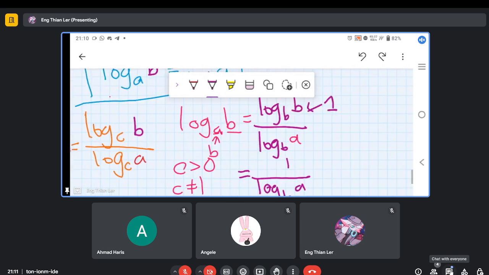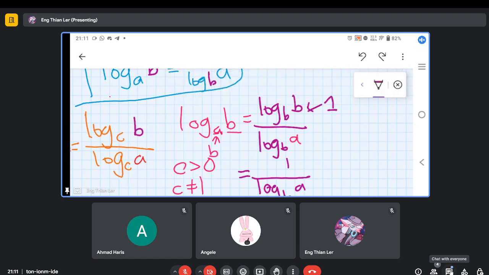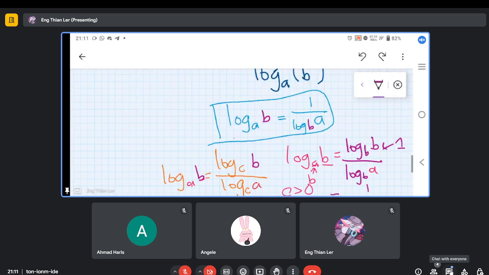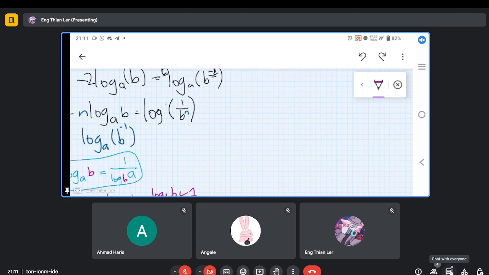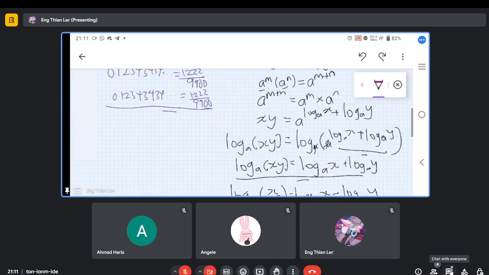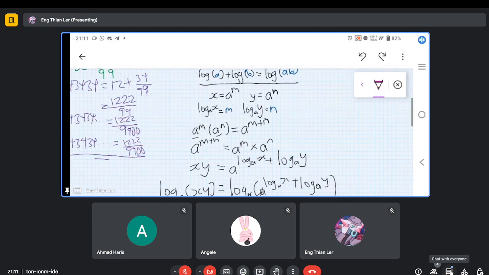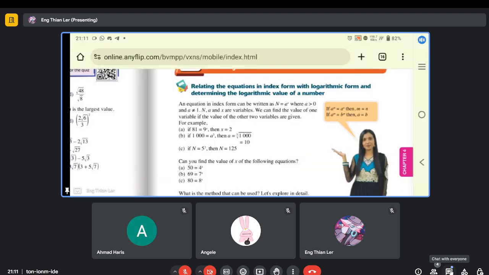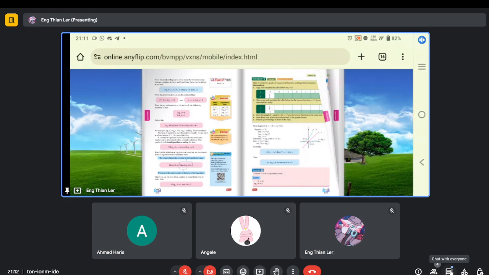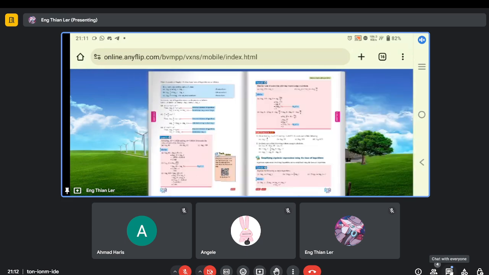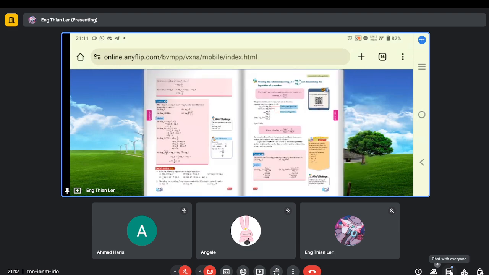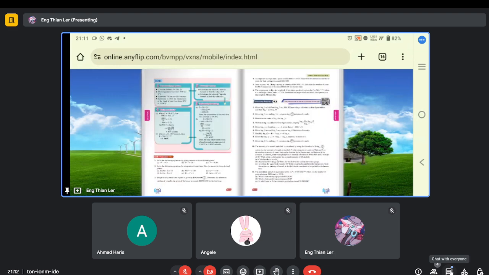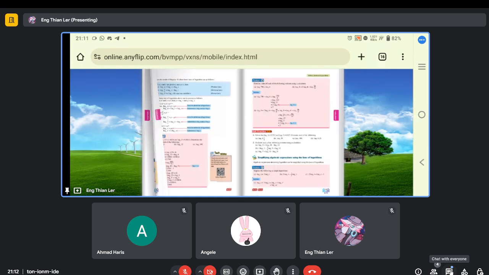Once you know a principle, sometimes the question will ask you to prove it. They will ask you to prove the law of logarithm. How do you prove it? How do you prove that log A plus log B equals log AB? You can refer to the textbook. It will show you the way. Proving the base.